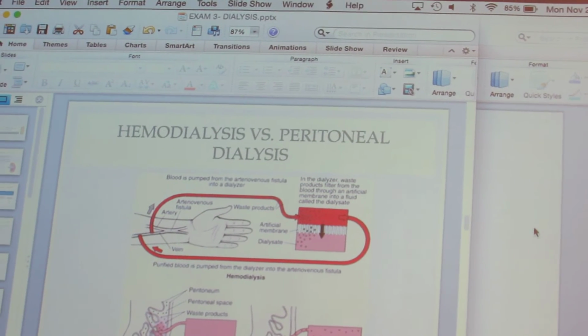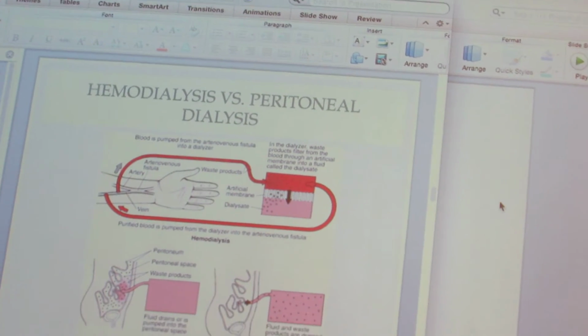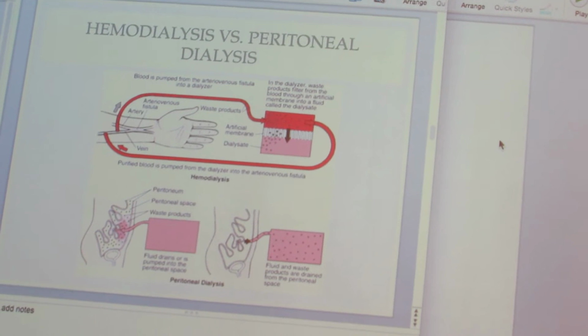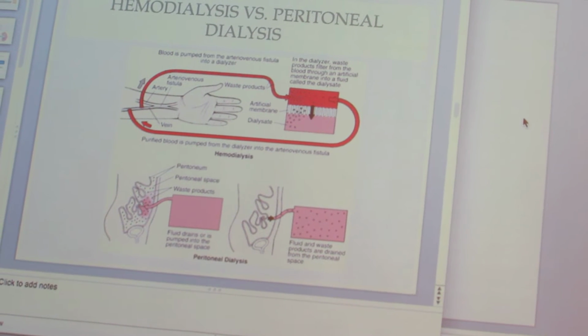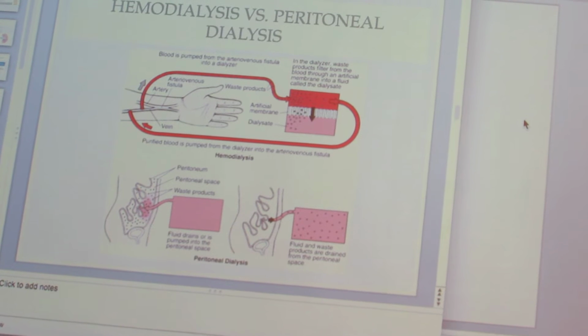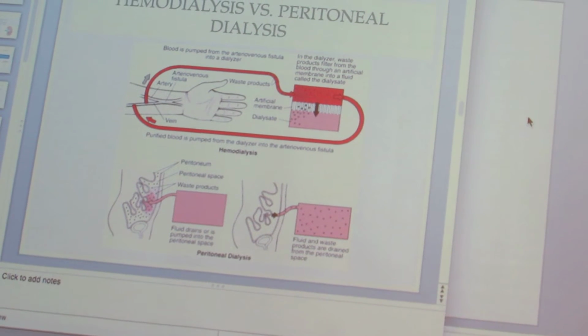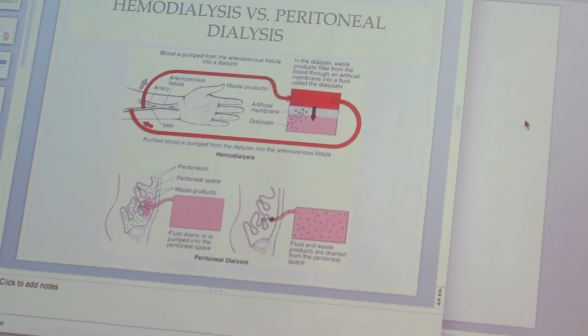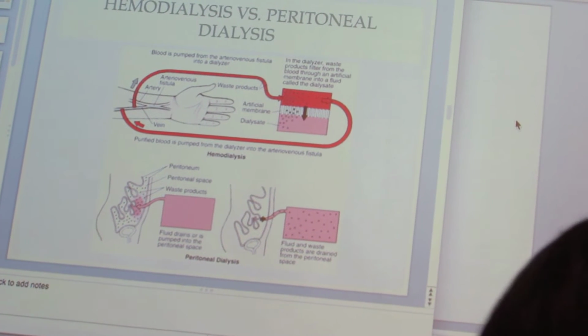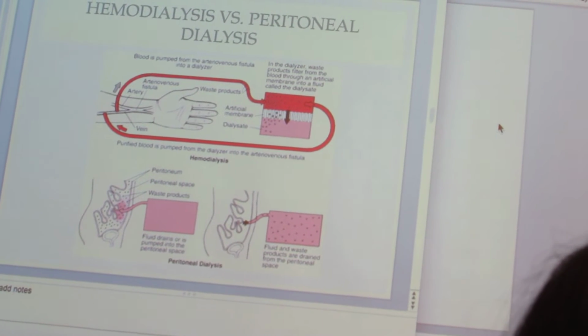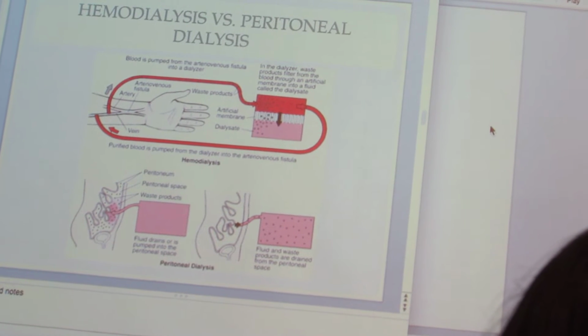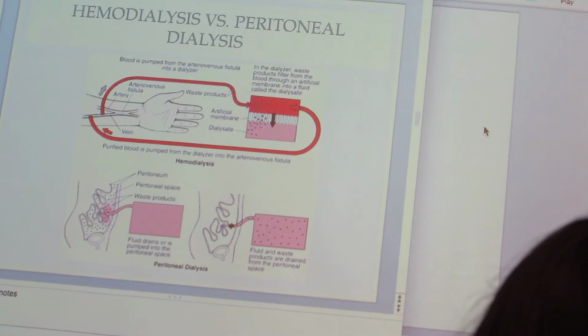So in hemodialysis, you use either the fistula or the graft to connect the artery to the vein, and that fistula is connected to the dialyzer, and that's how blood is being filtered. And with peritoneal dialysis, you're dumping dialysate fluid into the abdomen, letting it sit there, and that's how the blood is being filtered.